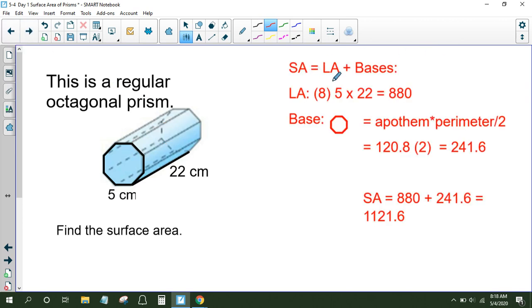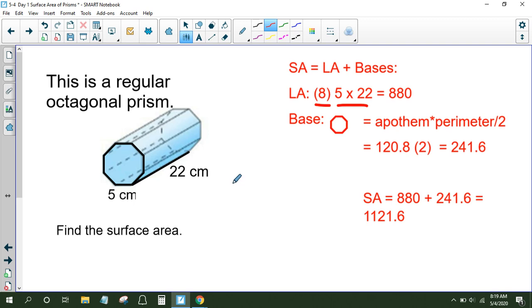Surface area, again, is the lateral area plus the area of the bases. The lateral area is going to be the easy part. We have a 5 by 22 rectangle, and there are 8 of them. So 5 by 22, and there's 8 of them, which gives us 880 for the lateral area, the area that's not including the bases.